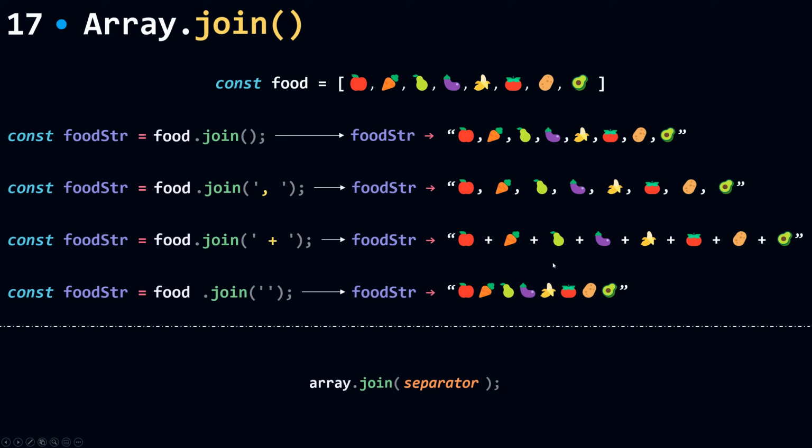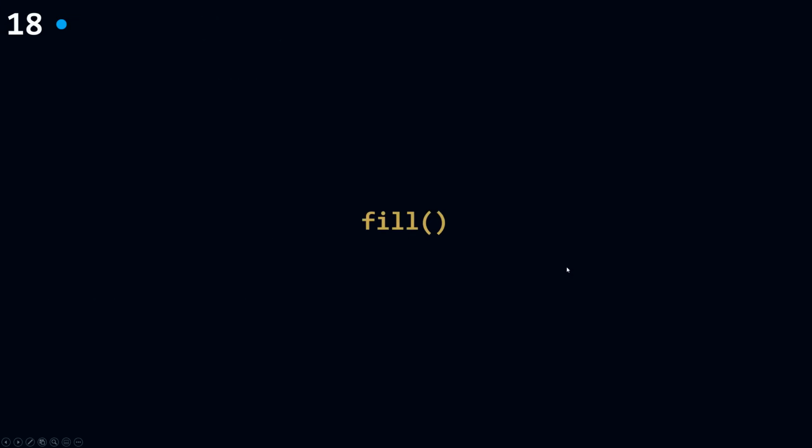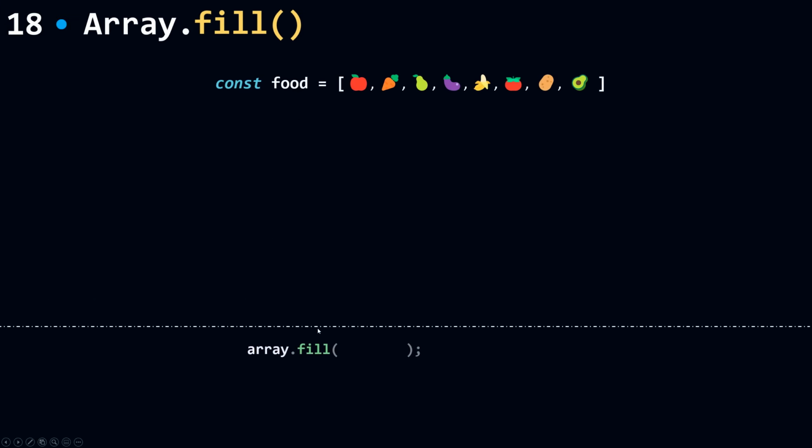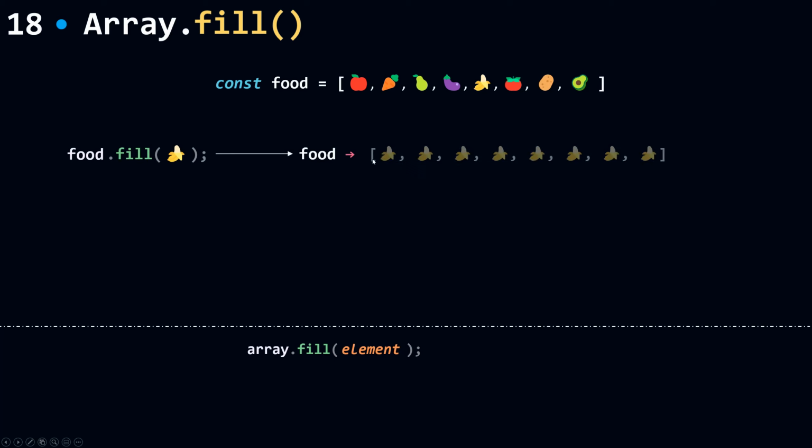And now let's move on to the next method, which is fill. So fill here is used to fill an array with an element you specify as the first parameter. Fill changes the original array. So let's see an example here. So if I say food.fill with banana, this will fill the whole array with bananas.